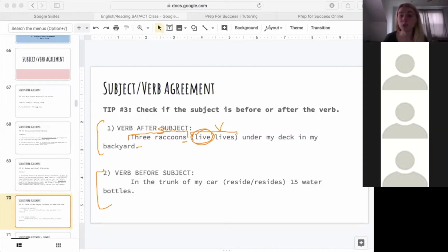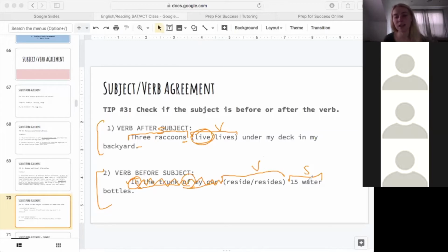So we could use those prepositional phrases to help us. In is a preposition, so in the trunk is a prepositional phrase. Of my car is a prepositional phrase as well. That means all that gets crossed off, none of that is part of my subject. Now I'm just left over with resides 15 water bottles. So now that tells me that this is going to be my verb and this here is going to be my subject. So keeping that in mind, what do you guys think is the answer for this one?